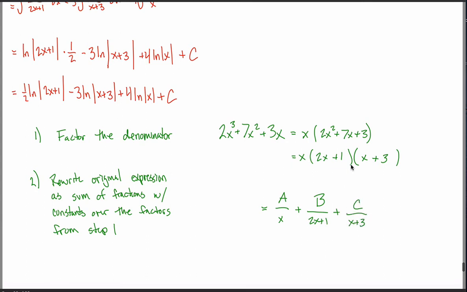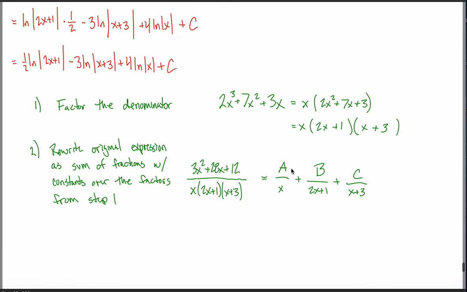And if this factored just into two terms, then you just have an a and a b. If this factored into four different linear terms, you'd have an a, a b, a c, and a d, and so on. You factor this into linear terms, and then you rewrite this as the sum of these different fractions where the factors are down on the bottom and just constants a, b, and c are up on the top.